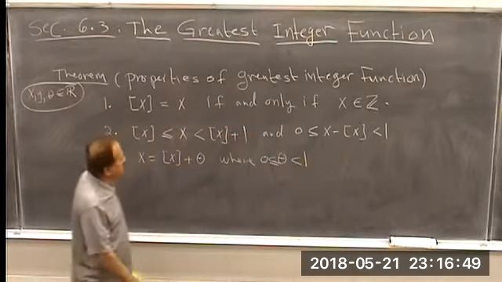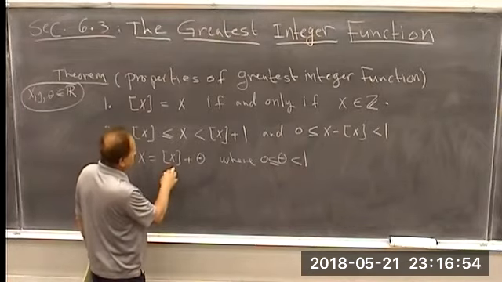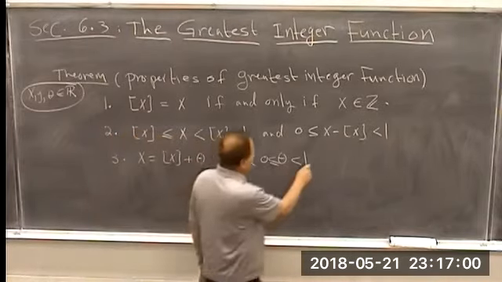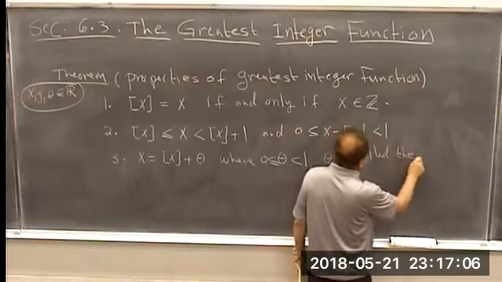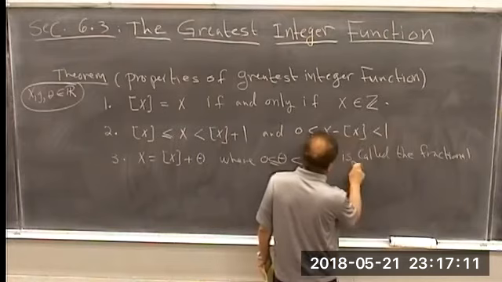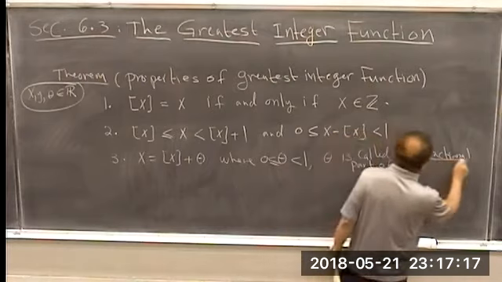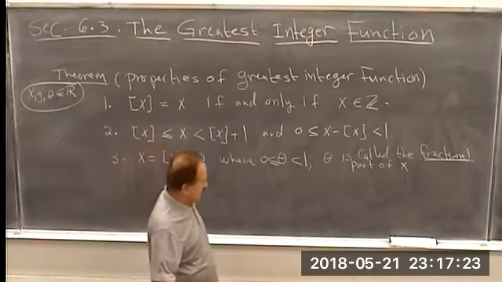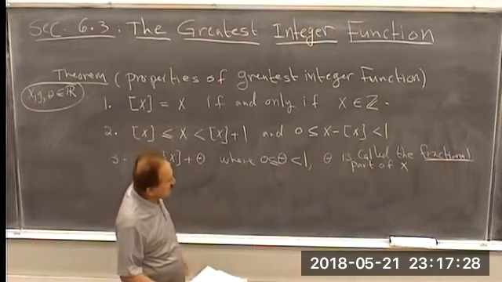So we could express x as the bracket x, which is the integer, plus the fractional part. Theta is called the fractional part of x. It might be misleading, because theta is not actually a rational number. It could be a real number, so that's why the word fractional could be misleading.